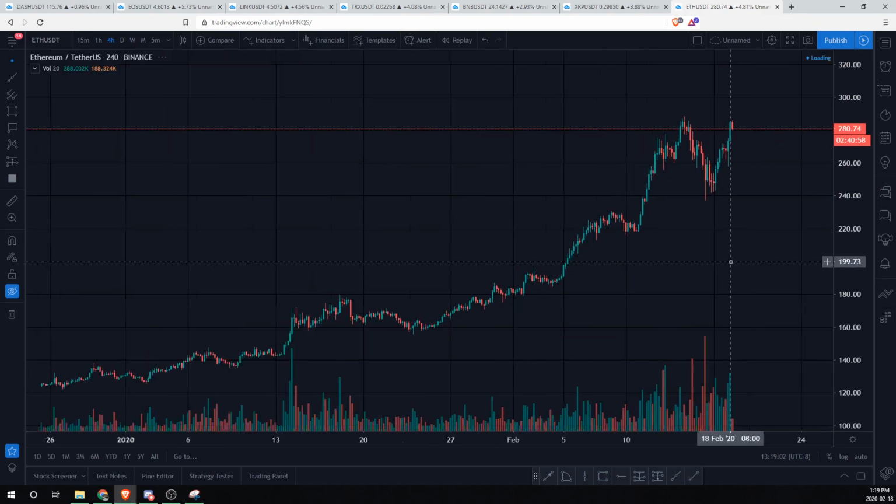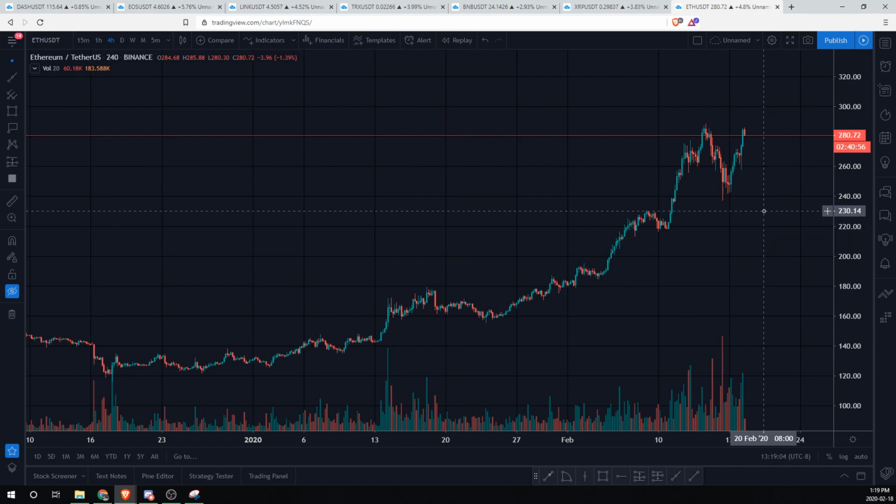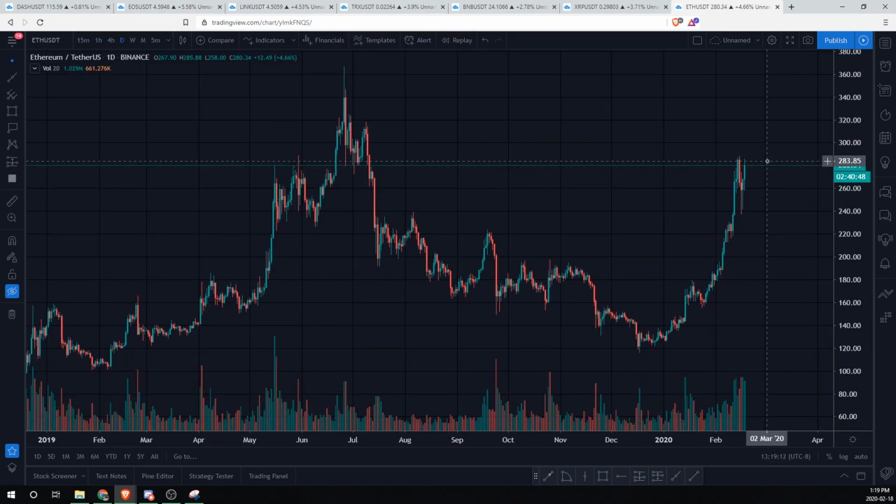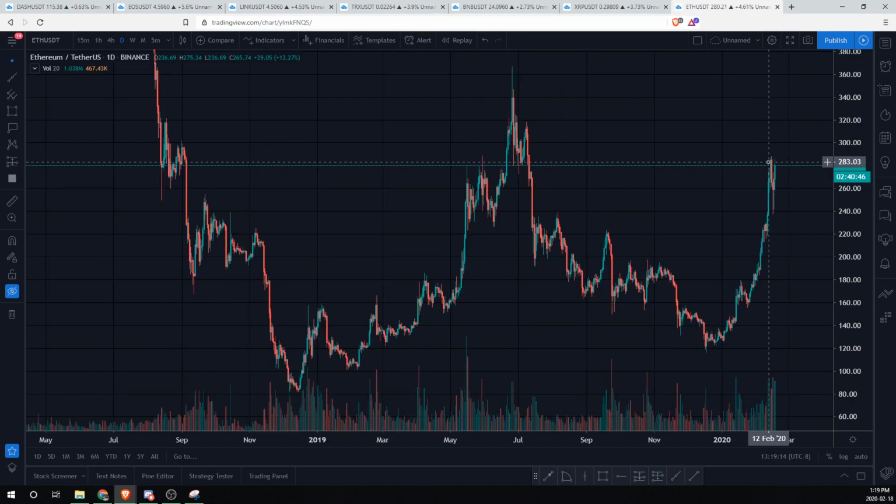Now getting back into the actual bullish momentum. Obviously we've been making higher highs and higher lows. We are testing that high here, and that's going to be the resistance to beat really, because it's a pretty key resistance within the price action.